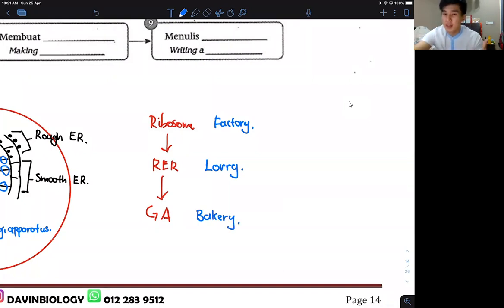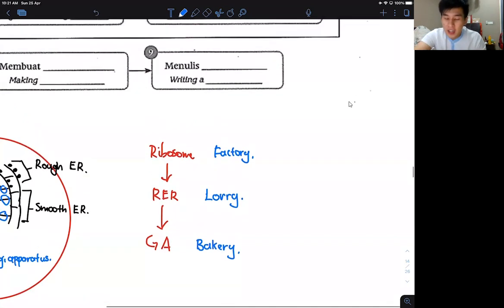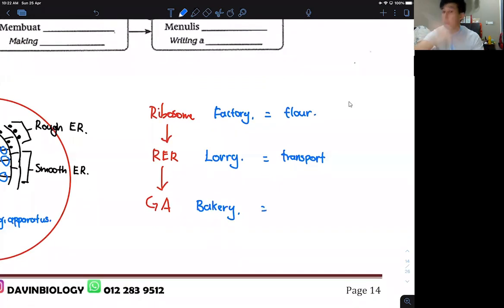A bakery is where I make bread, cake, cookies, for example. To make all these kinds of things, you need a common material, which is flour. Flour is a very general ingredient to make a lot of kinds of food. My flour comes from the factory. Then how does this flour from the factory come to my bakery? Obviously, there's a lorry that will help me transport the flour. Now, once it reaches my bakery, how is the bakery like the Golgi apparatus? Once I receive the flour, let's say if I want to make cake, I need to add sugar, I need to add butter, and then it becomes a cake. So I modify the flour. If I want to make bread, I change the recipe a bit. Also I use flour, but I add different things inside it. So that is what we call modifying it.